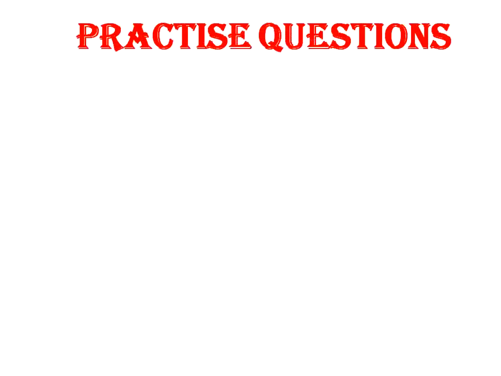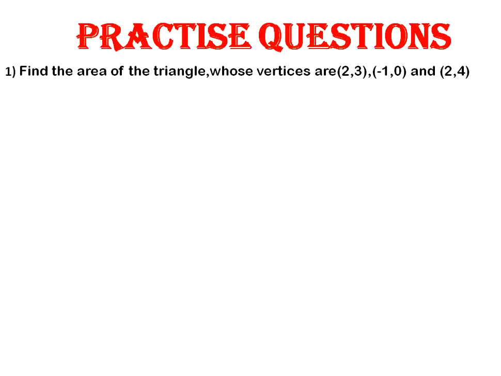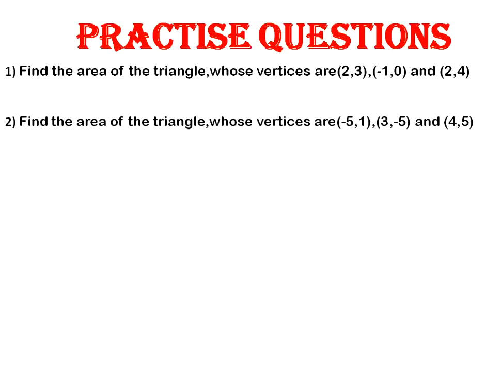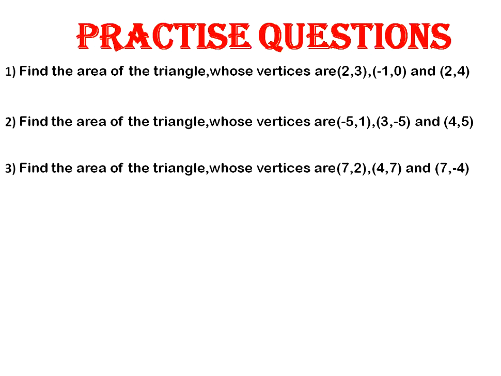So, practice questions. Find the area of the triangle whose vertices are 2, 3, minus 1, 0 and 2, 4. Find the area of a triangle whose vertices are 5, minus 5, 1, 3, minus 5 and 4, 5. Find the area of a triangle whose vertices are 7, 2, 4, 7 and 7, minus 4. Put the values of x1, y1, x2, y2, x3, y3 in the formula, and we get the answer.